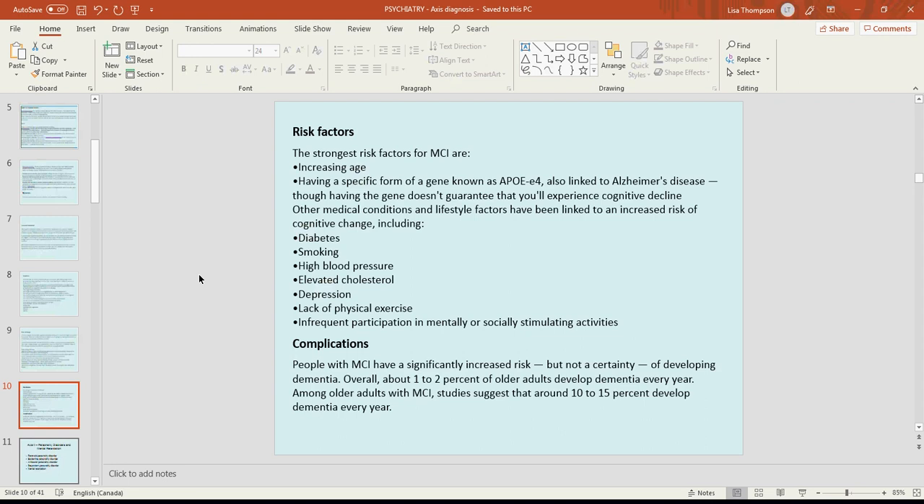Complications. People with MCI have a significantly increased risk, but not a certainty, of developing dementia. Overall, about 1 to 2% of older adults develop dementia every year. Among older adults with MCI, studies suggest that around 10 to 15% develop dementia every year.